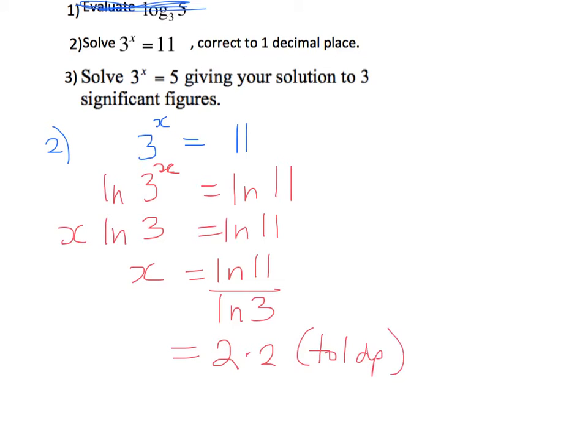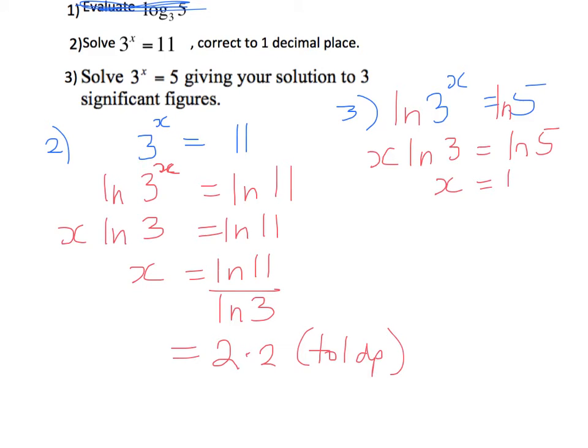Okay, and similarly with number 3, solve 3 to the power of x equals 5. So 3 to the power of x equals 5. We're going to take the log of both sides, like that. Bring the power down the front using the third log law. Dividing both sides by log of 3.